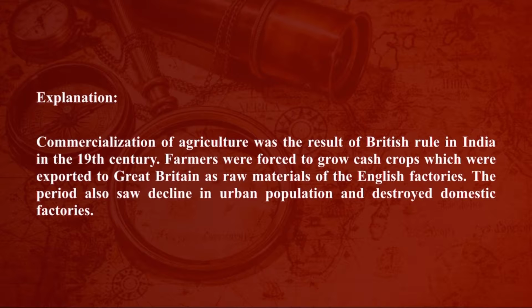Commercialization of agriculture was the result of British rule in India in the 19th century. Farmers were forced to grow cash crops which were exported to Great Britain as raw materials of the English factories. The period also saw decline in urban population and destroyed domestic factories. Now let's move to the next question.